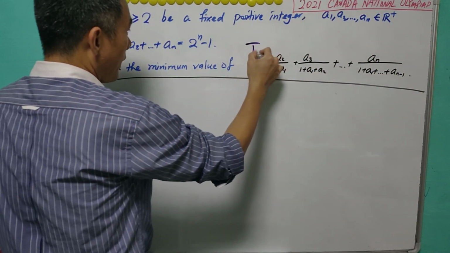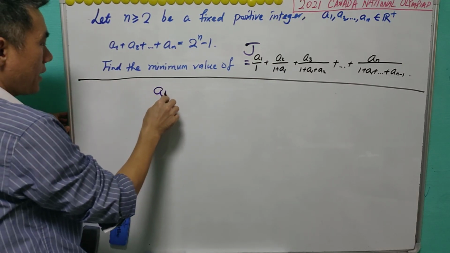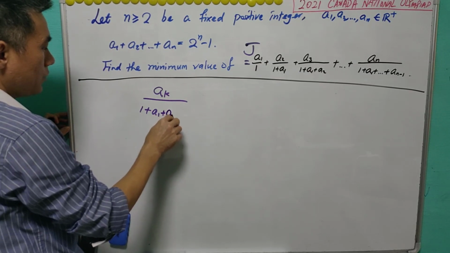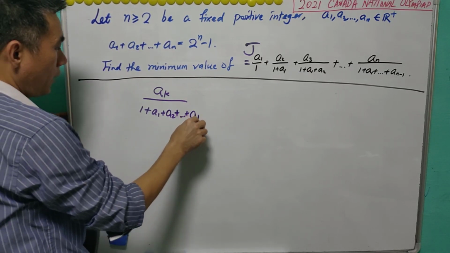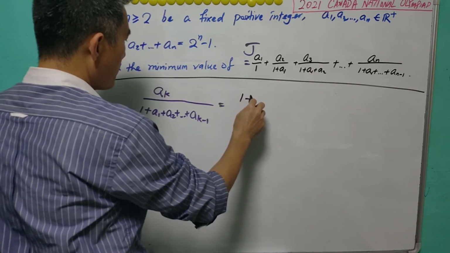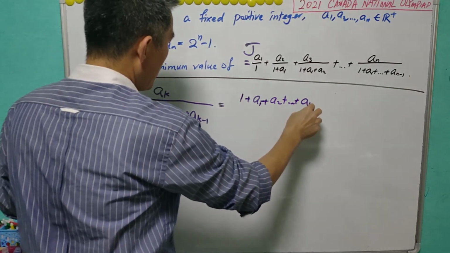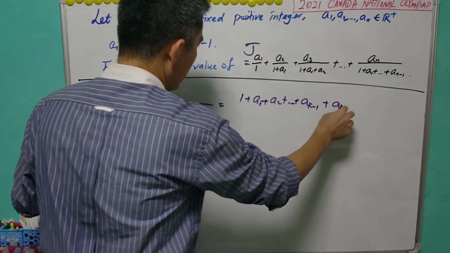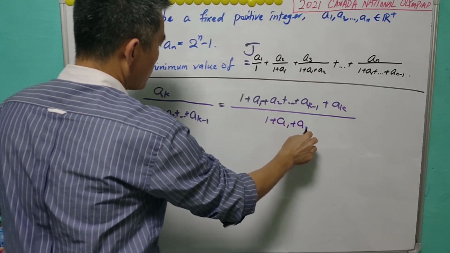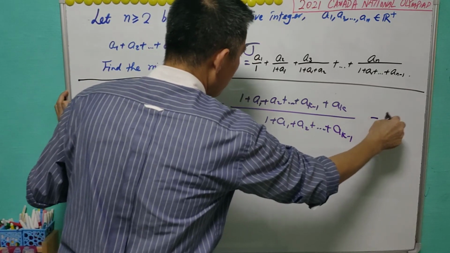So let's call this J. Each term is of the form ak over 1 plus a1, a2, all the way to ak minus 1. And this can be written as 1 plus a1 plus a2, all the way to ak minus 1 plus ak, over 1 plus a1, a2, all the way to ak minus 1, then minus 1.